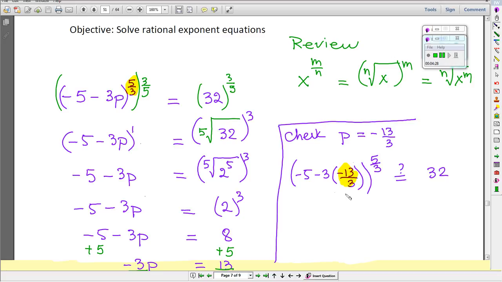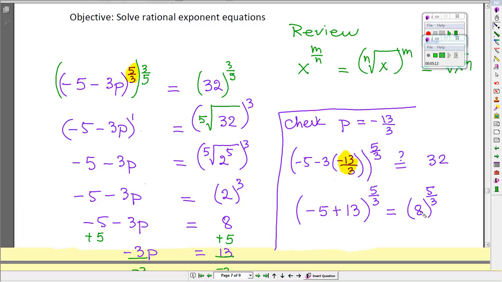On the left hand side, we're using the order of operations. We have to multiply first. So inside the parentheses, -5 plus, you can see right here that the 3 is gone, so we plus 13. All that to the power of 5/3. And we continue to simplify, so this will be 8 to the power of 5 over 3. Where does 8 come from? Because you take negative 5 plus 13, the sum will be 8.